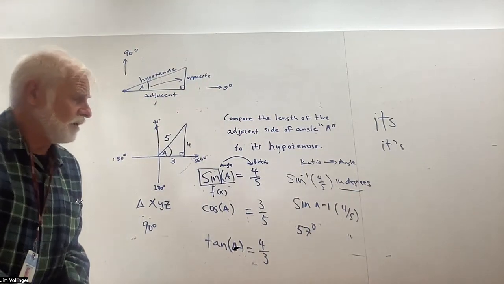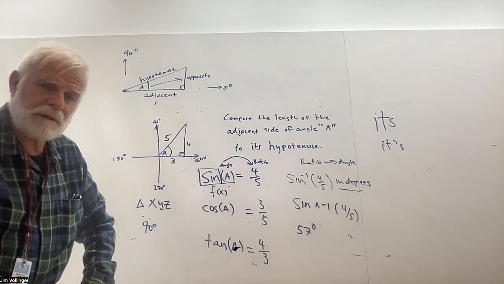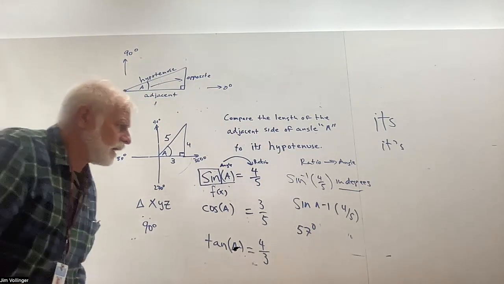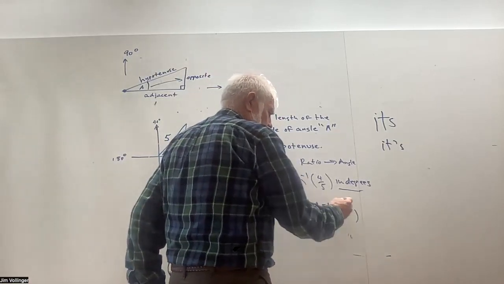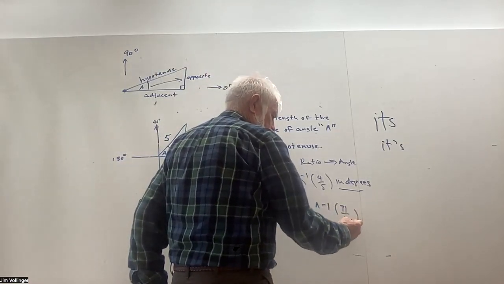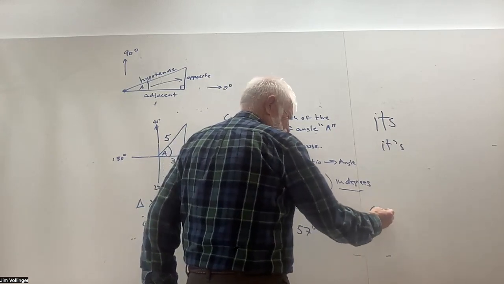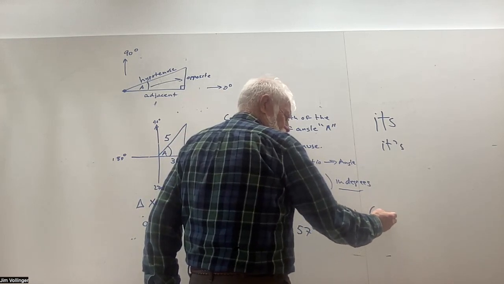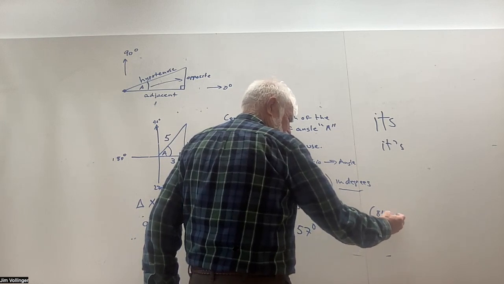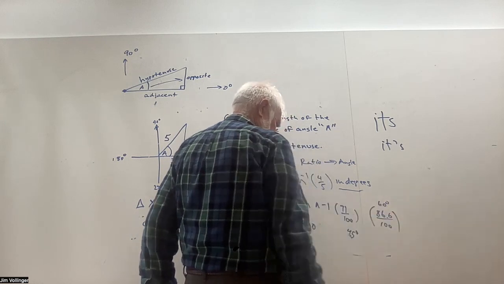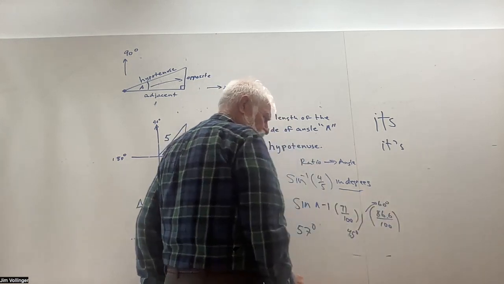But I could have 0.8. I do know some ratios, and it's on the memorization sheet. I know that 0.71, 71 over 100, comes from a 45-degree angle. And I know that 86.6, I think, over 100, I believe that comes from a 60-degree angle. So 45 to 60, I'm somewhere in between.